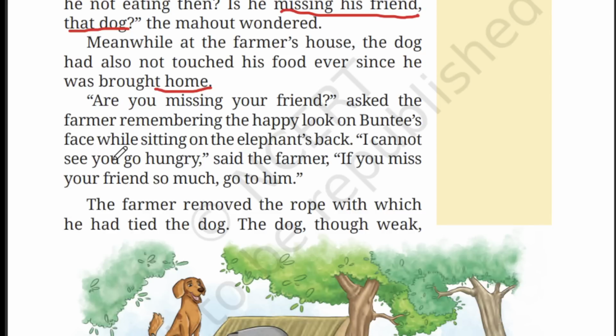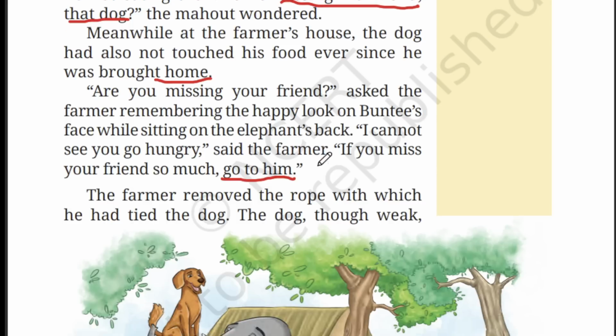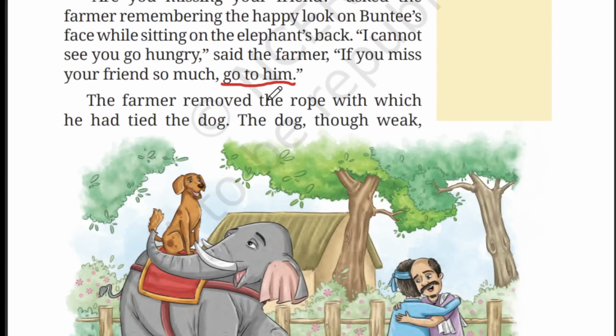"I cannot see you go hungry," said the farmer. "If you miss your friend so much, you can go to him." See how good the farmer is. The farmer is telling, if you are missing your friend, please go to him. The farmer removed the rope with which he had tied the dog. What happened? The farmer removed the rope now.